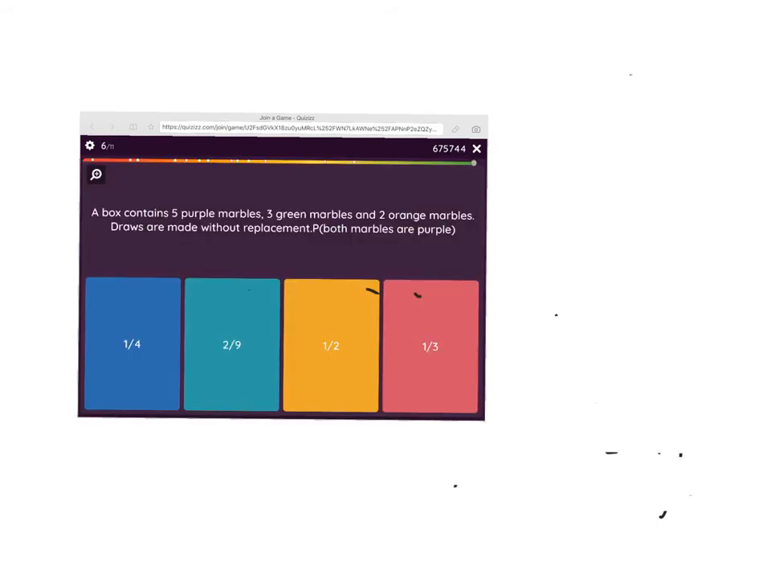A box contains 5 purple marbles, 3 green marbles, and 2 orange marbles. Draws are made without replacements. What's the probability that both marbles are purple? So is this an "and" or an "or"? Both marbles are purple, right? Which is multiplication, and I want the probability that the marble is purple the first time. Is there a replacement? No, so the probability that it is purple, given it was purple the first time. If there was replacement, obviously I just multiply those two out.